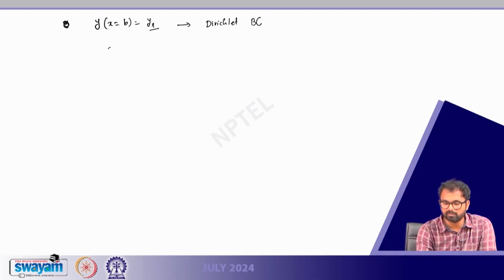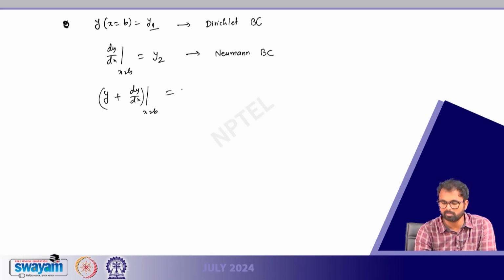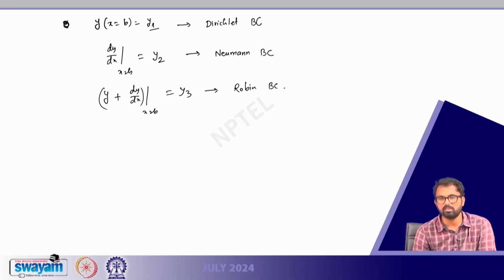If dy/dx is given at x equals b as, let us say, y2, then this is Neumann boundary condition. If we have a combination of both of them, y plus dy/dx at x equals b is equal to y3, then this is called Robin boundary condition.